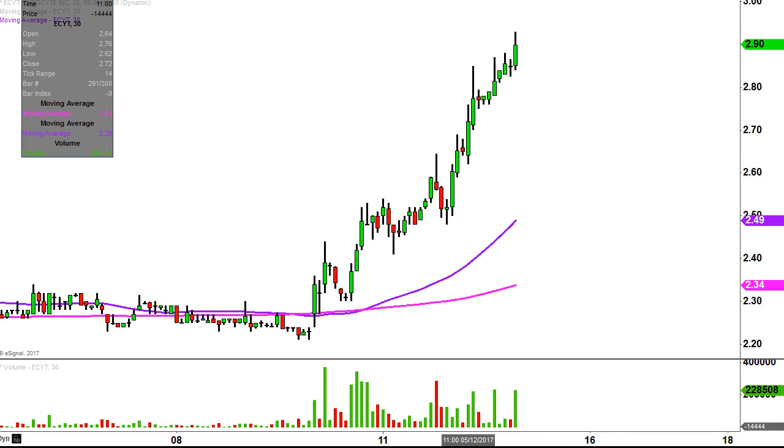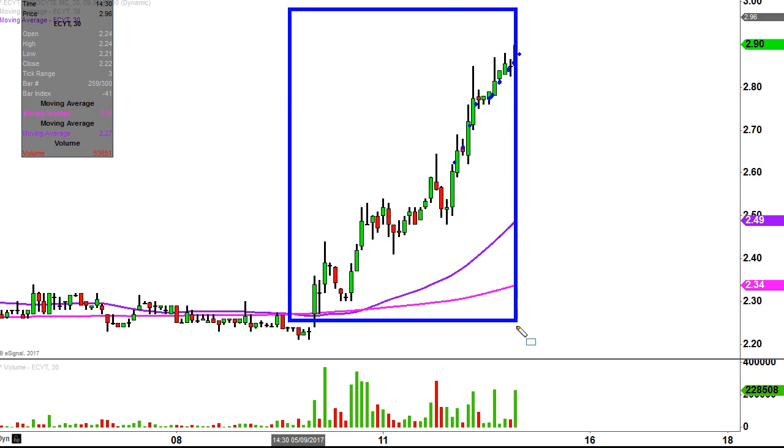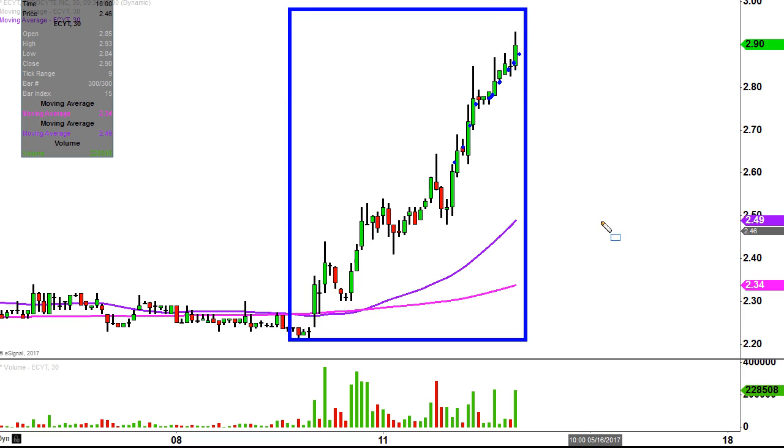Real quick, what do I mean by 30-minute in case maybe you're new to charts? Instead of each one of these candlesticks here representing one day's worth of price action, which is what you would normally see, each one represents 30 minutes. So while this here may look like a few weeks worth of time, it's actually just the past few days broken down into 30-minute time slices.